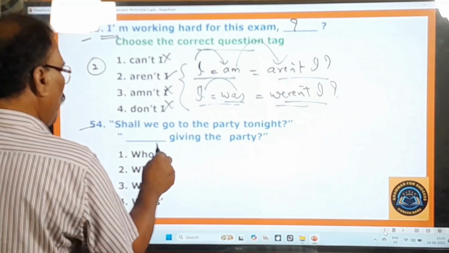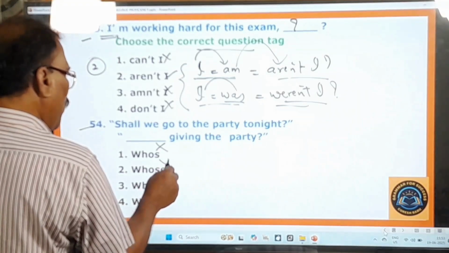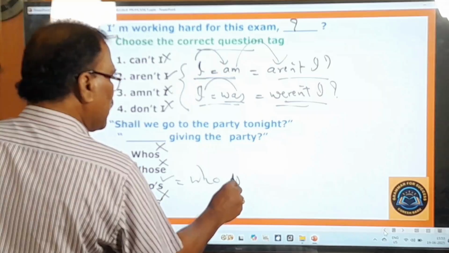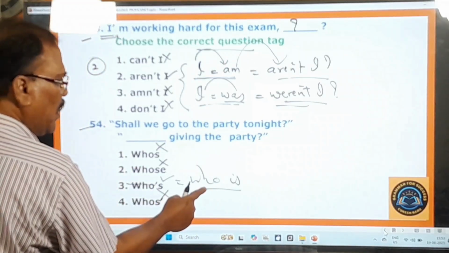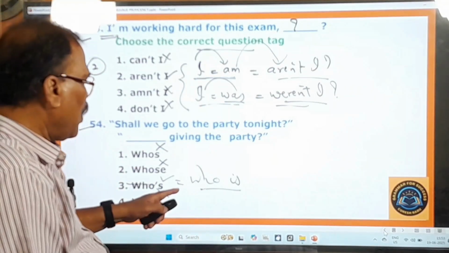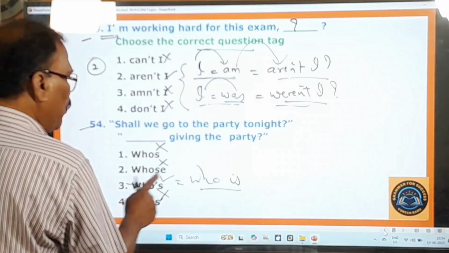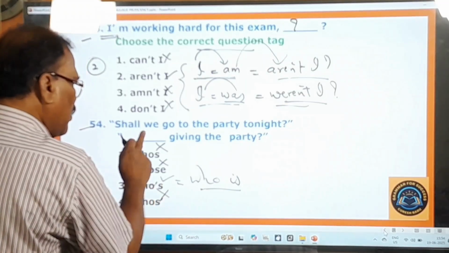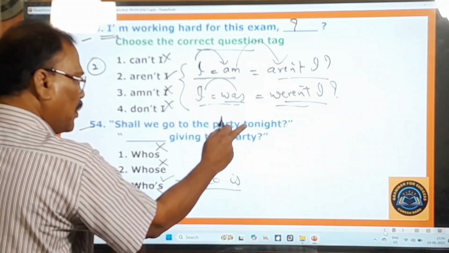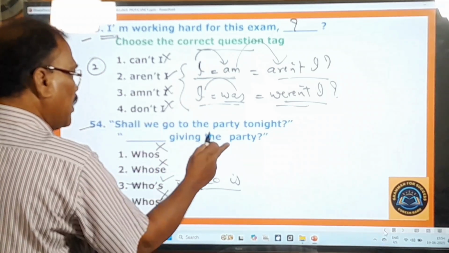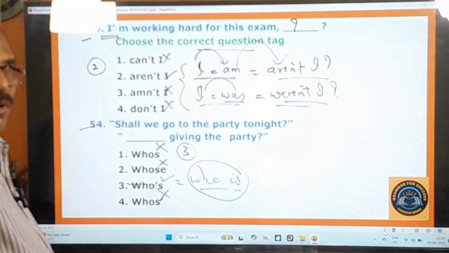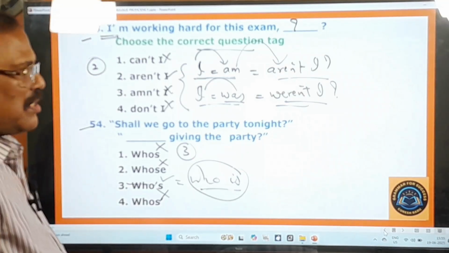Who's giving the party? No, you don't say who's. But who is? Who is? So this is the full form. In the fast flow, you say who's, but actually it is who plus is: who is giving the party. So this must be your answer. Shall we go to the party tonight? Who is giving the party? So this third one is the right one. All others are the wrong ones. Now you move on to other questions.